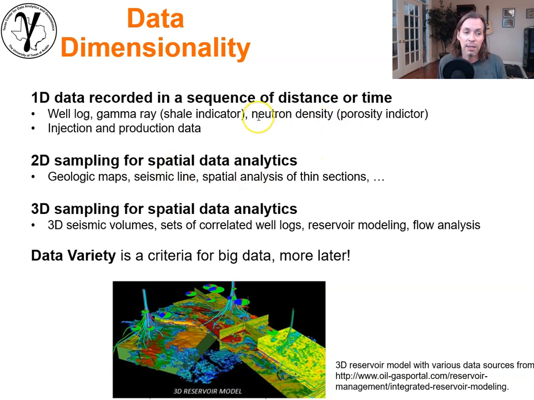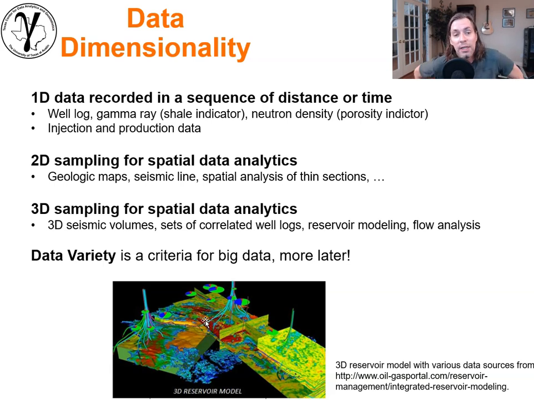Gamma ray can tell us about the amount of shale. Neutron density can be an indicator of the amount of pore space or porosity. And we might even have other information like injection and production information. We might be logging production along a well. One-dimensional data that we work with in space, you can imagine it can be very complicated. A complicated trajectory moving through the subsurface, and we have information just along that.